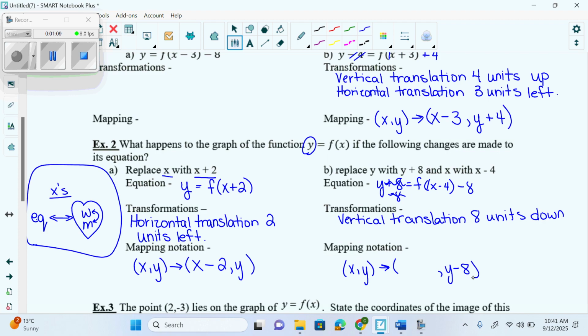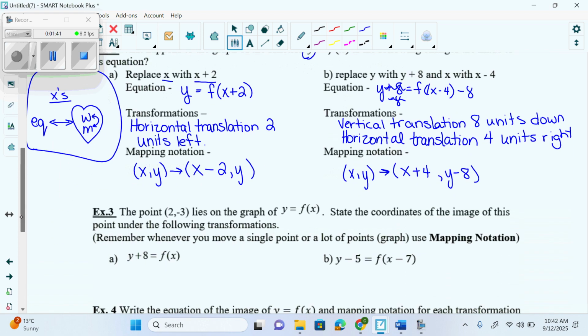Okay, we're going from equation to words. So your x's are going to change because equation to words goes across the arrow. So horizontal translation, 4 units what? Right. And to move 4 units right, I go x plus 4. Or I can say, hey, from equation to mapping, it's going to flip. So this is x minus 4, this is going to be x plus 4. Right?